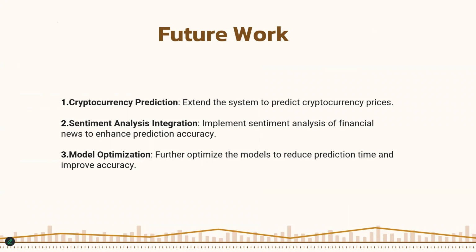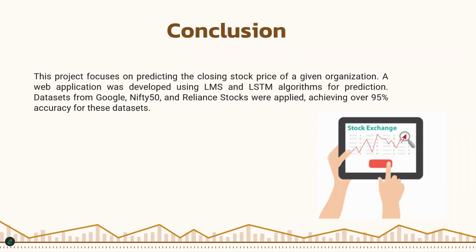Finally, let's discuss the future directions for this project. The cryptocurrency prediction. Cryptocurrencies being highly volatile and dynamic provide an excellent opportunity to further test and improve our predictive algorithms. And the sentiment analysis integration: implement sentiment analysis for financial news to enhance prediction accuracy. And the model optimization: further optimize the models to reduce prediction time and improve accuracy. Moving on to the next slide, let's wrap this up with the conclusion of the project.